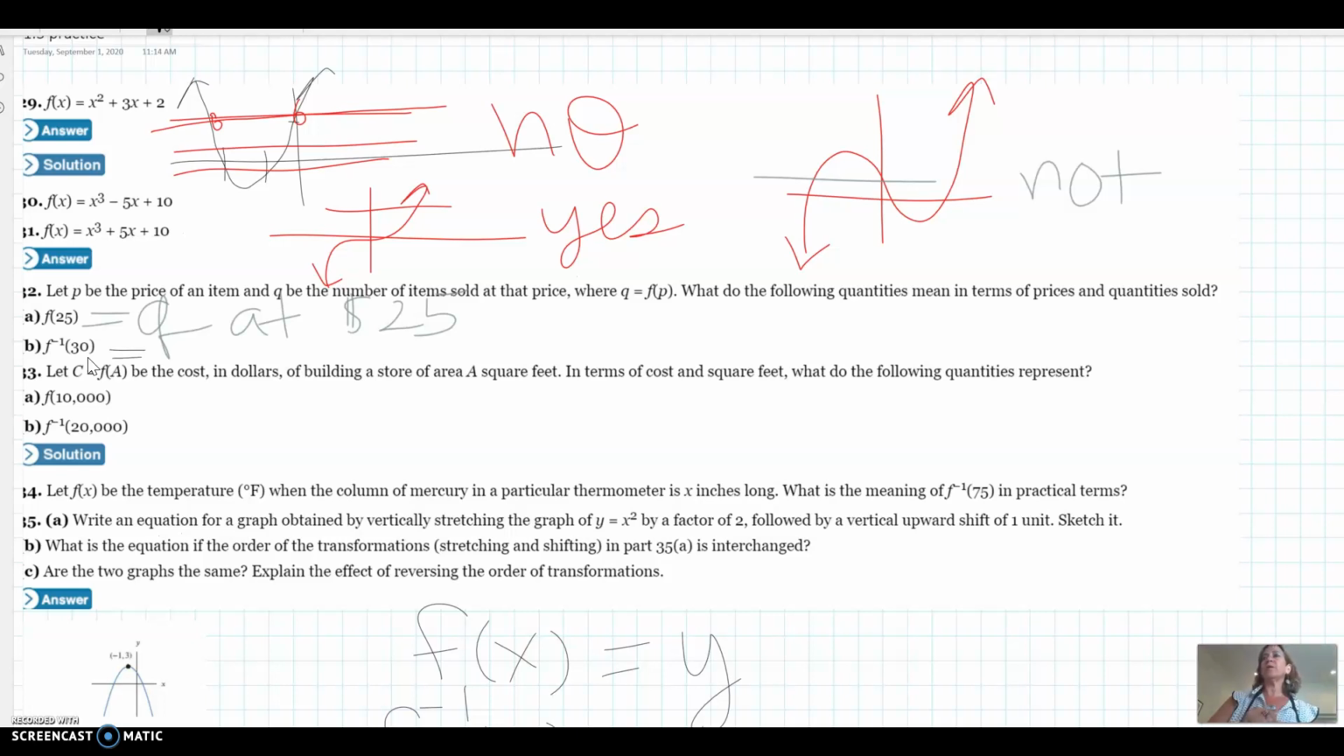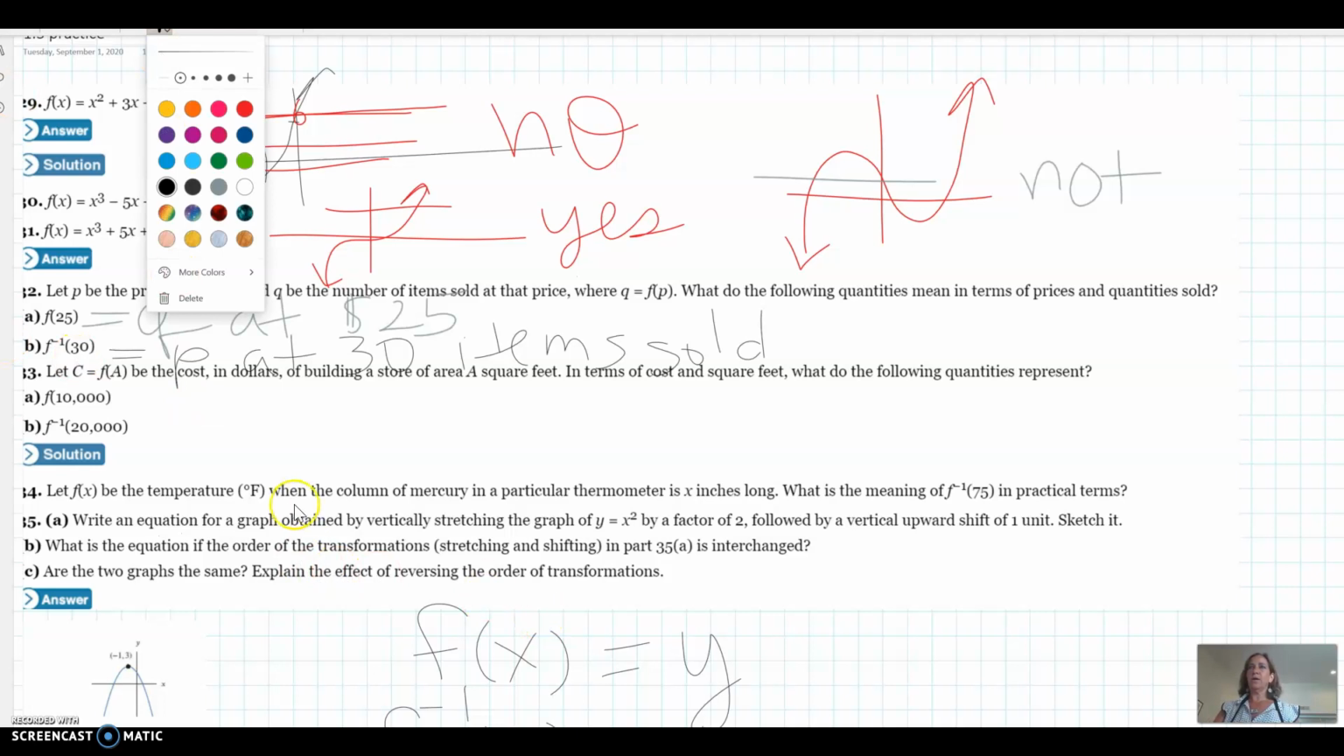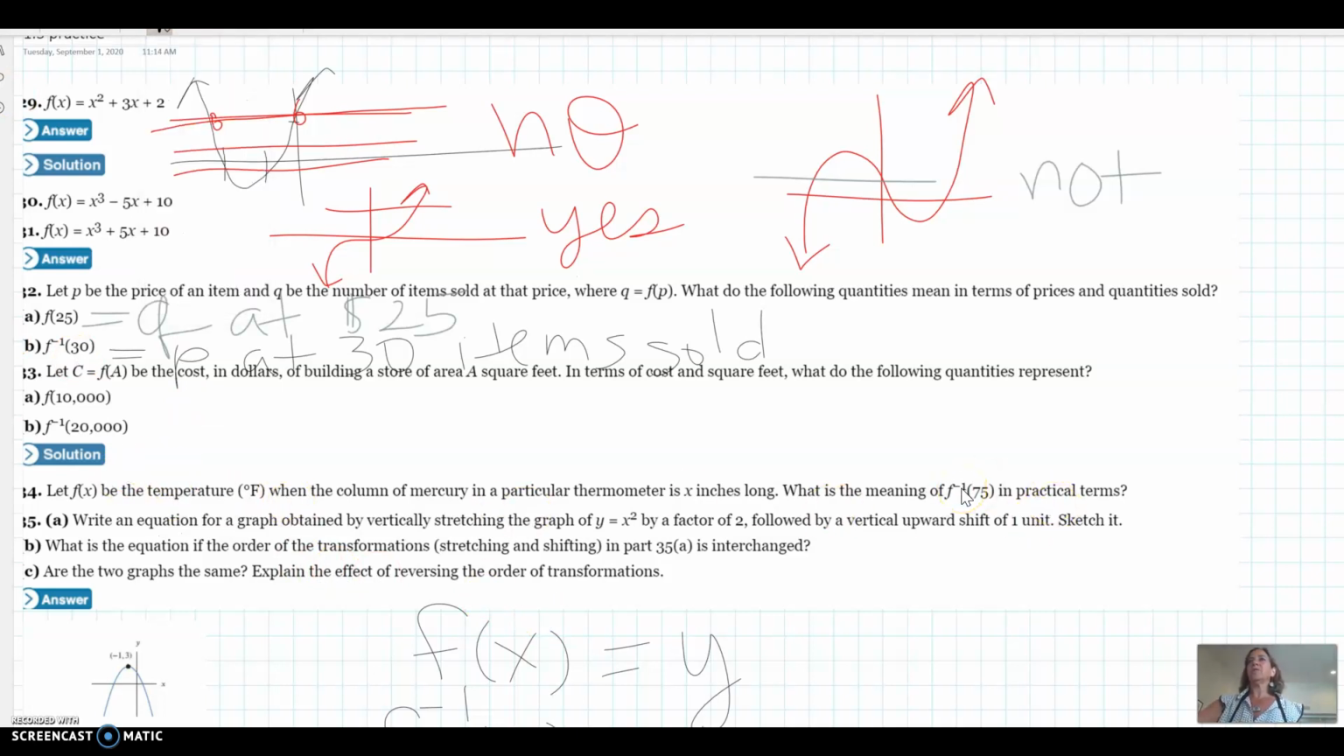When I evaluate this, and I don't have an equation to evaluate it, but this expression, f inverse of 30, is going to give me the price at 30 units sold. 30 items sold, because that's the language they used. And number 33 is a similar type of problem, as well as 34, right? Where again, notice that they have here this inverse notation, so now they're changing it.